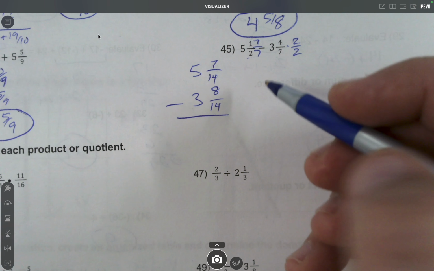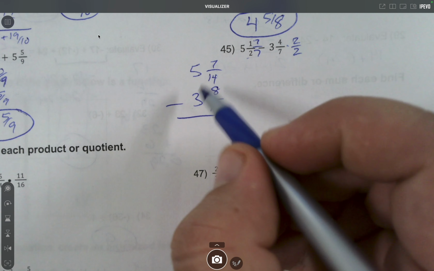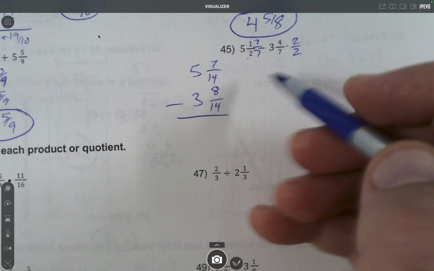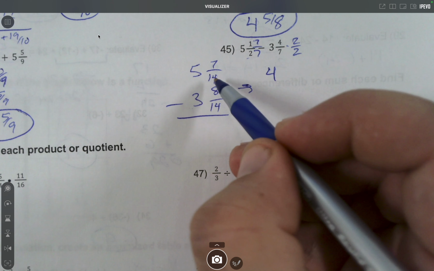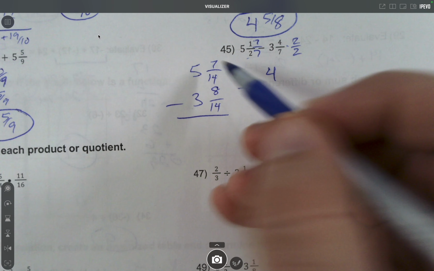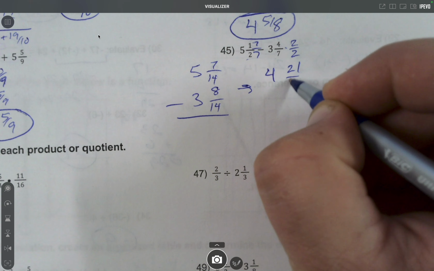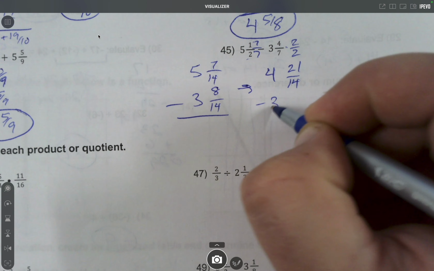Now I know it's been a long time, but when the bottom fraction is bigger, we can't take 8 away from 7, so we have to borrow. So I'll have to take 1 away from the 5, making it a 4, and I just add what's on the bottom, 14, to the top and make it 21 over 14.